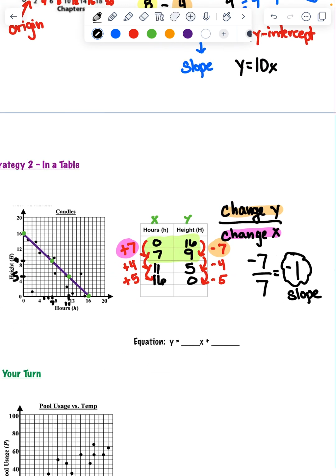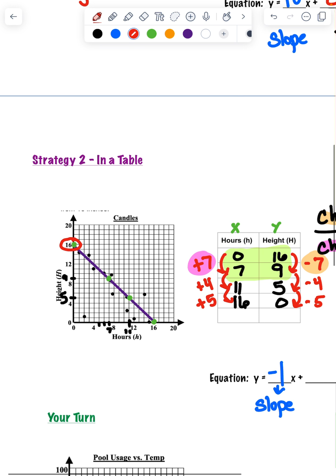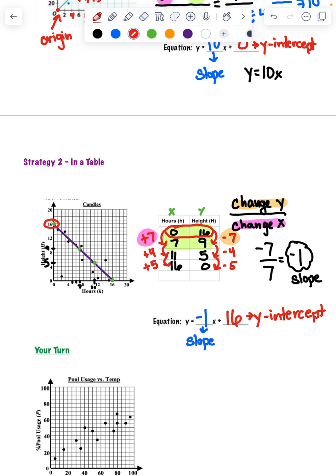So when I look at my formula and my equation, my slope is going to go in that first part, so my slope is -1. This one does not start at the origin, so it does have a y-intercept. We want to make sure that we're finding that y-intercept, or where my line is starting. When we zoomed in, we saw that perfect point at 16, and we also saw in our table, in this perfect point right here at the top, where I have 0 as my x and my y is 16. So my y-intercept would be 16.